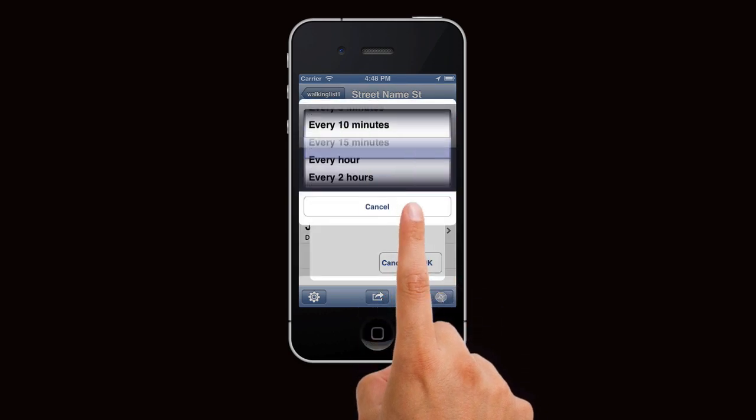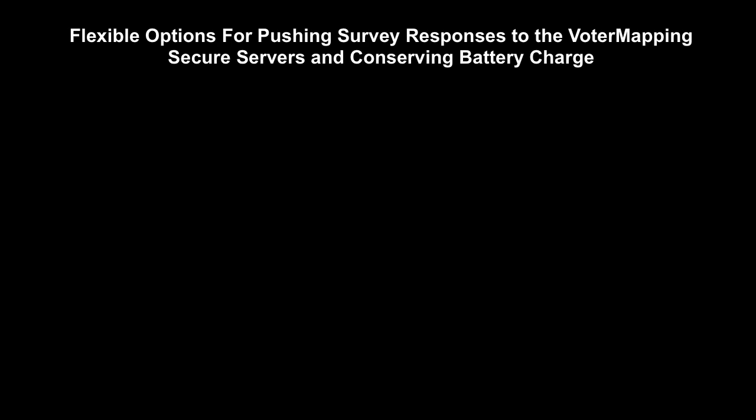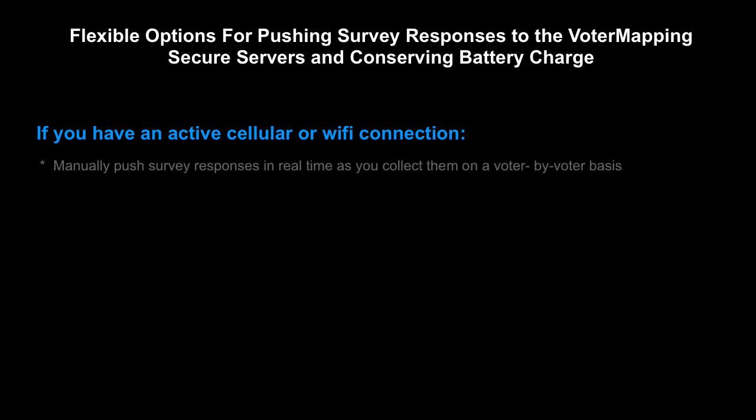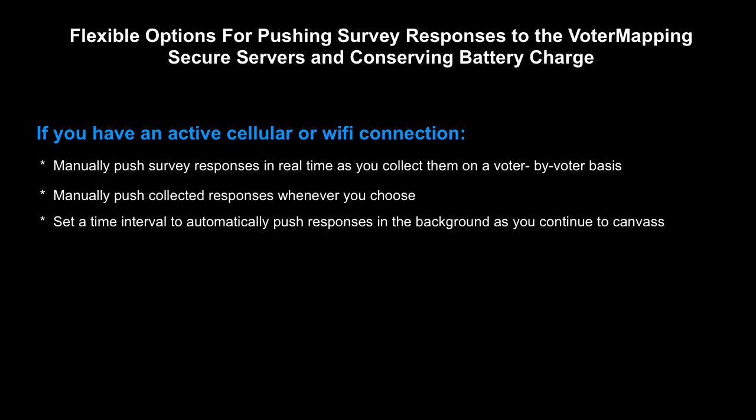Ground Game has flexible options for pushing survey responses to the voter mapping secure servers and also helping to conserve the battery charge of your mobile device. If you have an active cellular or Wi-Fi connection in the field, you can manually push survey responses in real time as you collect them on a voter-by-voter basis, or manually push collected survey responses whenever you choose, or set a time interval to automatically push responses in the background as you continue to canvass.